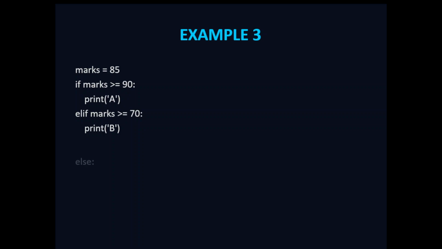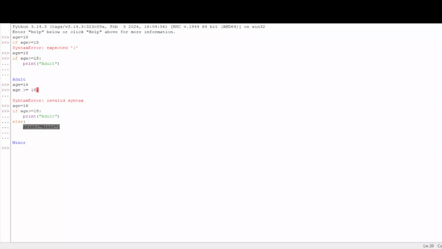Now let's quickly show an example of this. I'm taking marks equal to 85. If marks greater than or equal to 90 colon, you print A. If marks greater than or equal to 70 colon, you print B. That is the grades we are printing. Else you print the grade is C. Now let's quickly try this in our IDE.